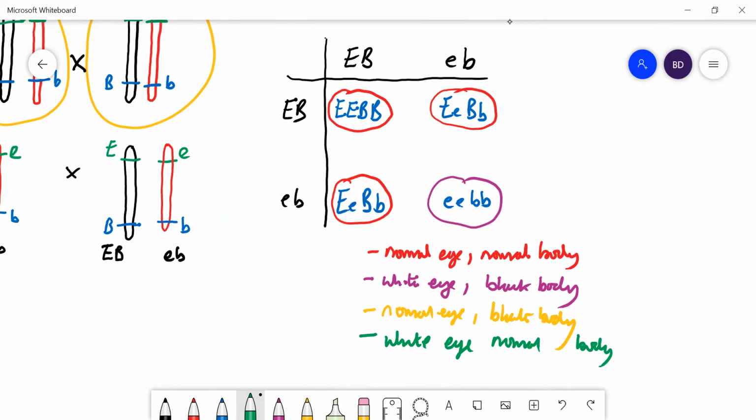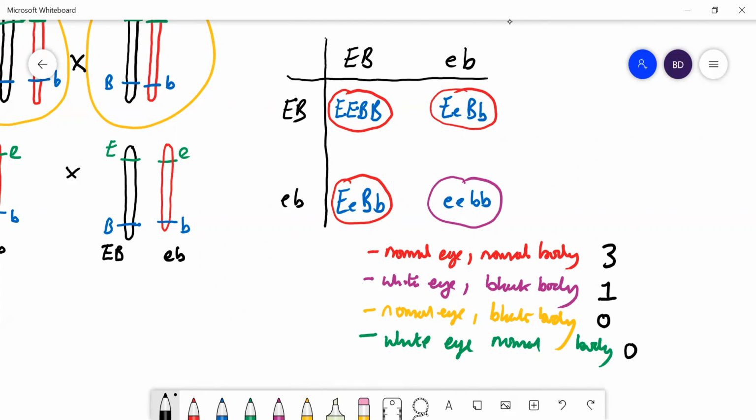So there we get something different. We would expect you get the 3 to 1 ratio to 0 to 0, and you wouldn't get any of those. Okay. So that would show that those two genes are on the same chromosome.